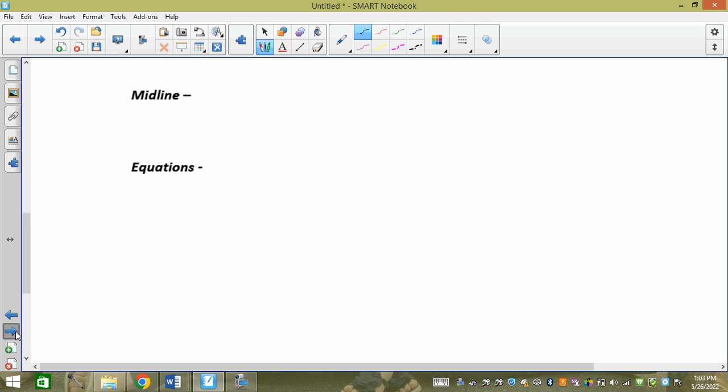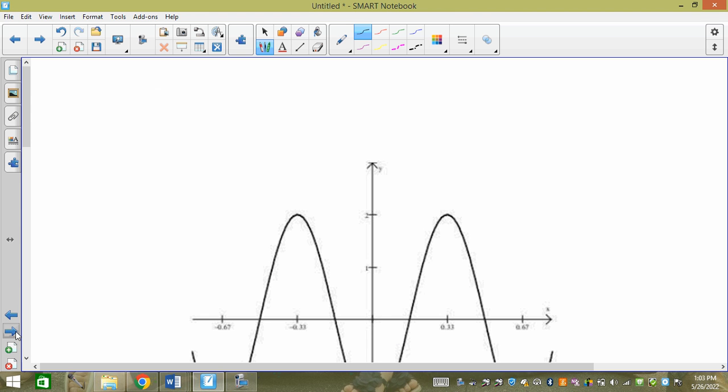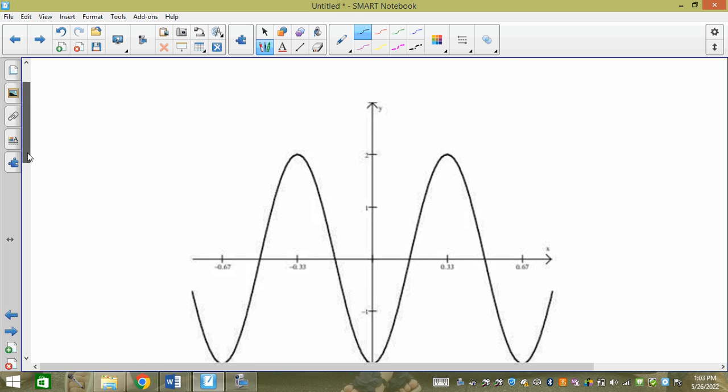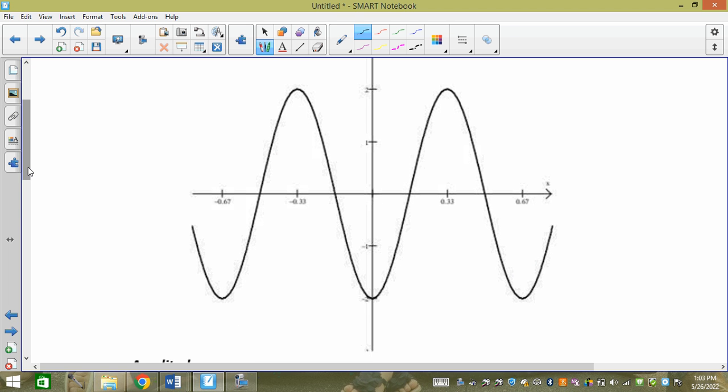Boom. Next page. What? Who knew another graph was coming after this? All right. You do the amplitude of this one. I hope it's easy. Same as the previous.